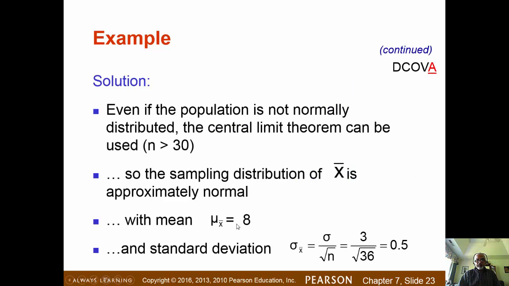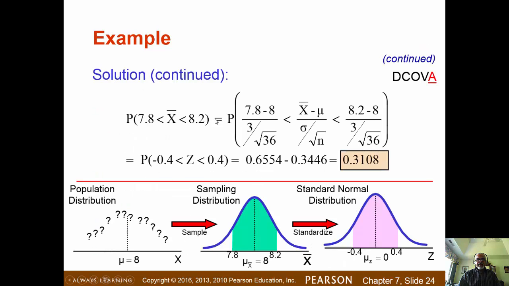So here, sigma over square root of n is 0.5. Find z as 7.8 minus 8, the mean, divided by sigma over square root of n, and on the right-hand side, 8.2 minus 8 divided by sigma over square root of n. So you get the two z values, and then you find the table values and the probability.